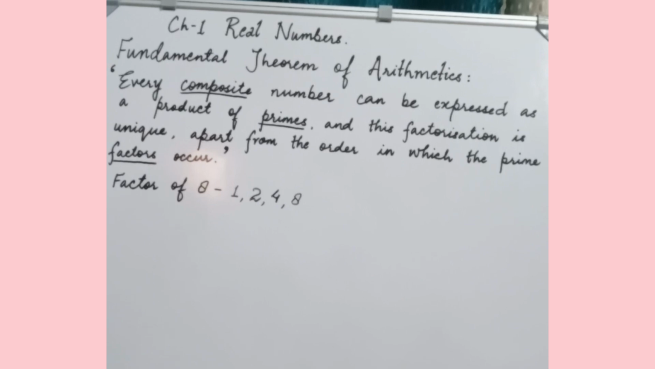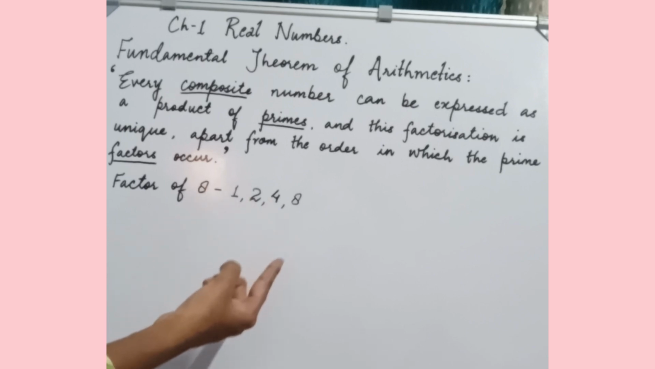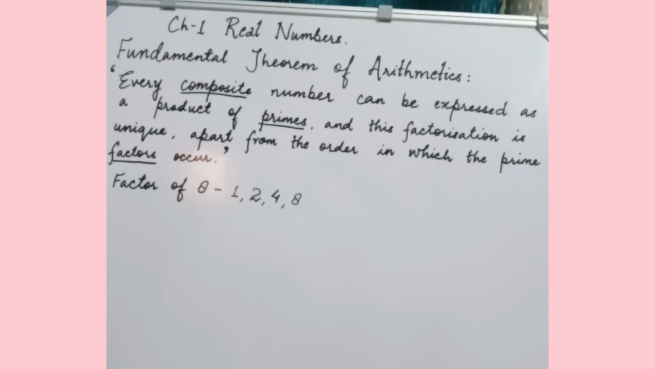So these are the factors of 8. I hope you have understood the meaning of factors. Factors of 8 are the numbers in whose table 8 comes. In the table of 1, 8 comes. In the table of 2, 8 comes, 4 times: 2 fours are 8. In the table of 4 also 8 comes. And in the table of 8, 8 comes. So every number is a factor of itself. Remember these two key lines: every number is a factor of itself and 1 is a factor of every number.